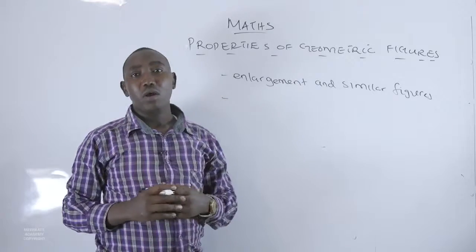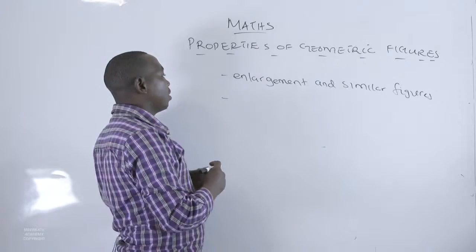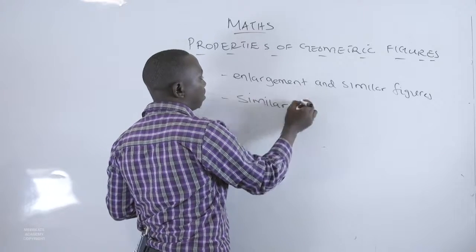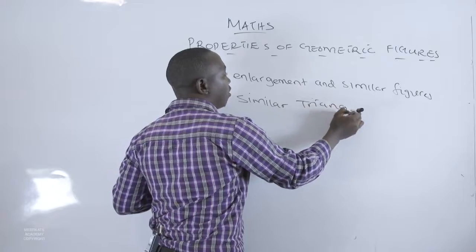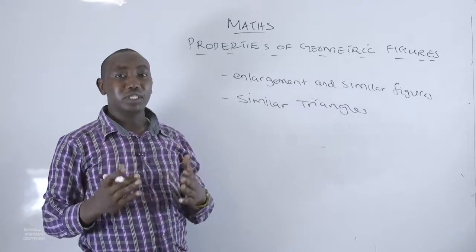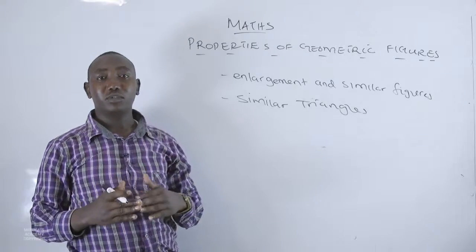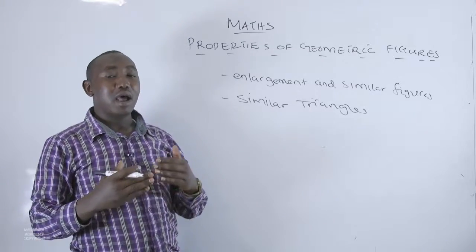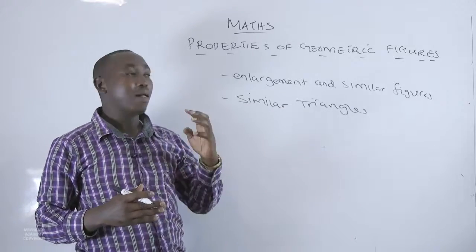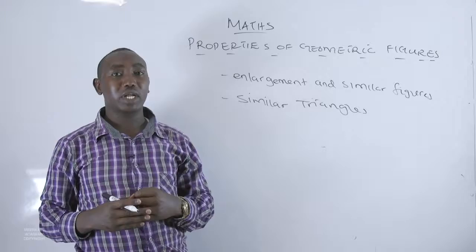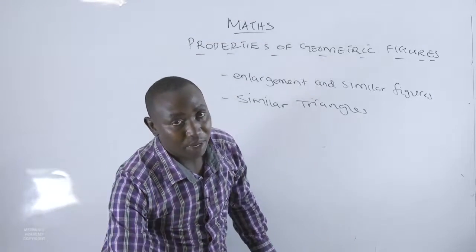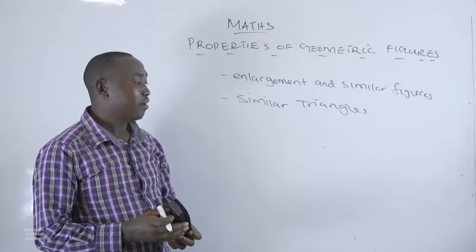From there, we shall also look at similar triangles. In this aspect, we shall be interested in stating whether triangles are similar, and if they are similar, what properties those two triangles should portray or contain. So we're going to first look at the enlargement and similar figures.